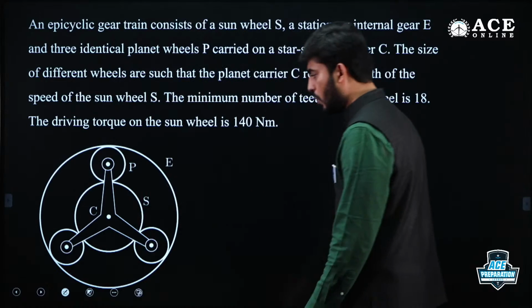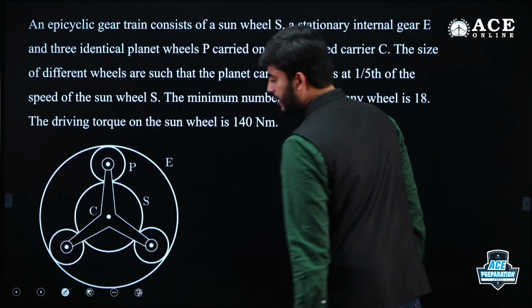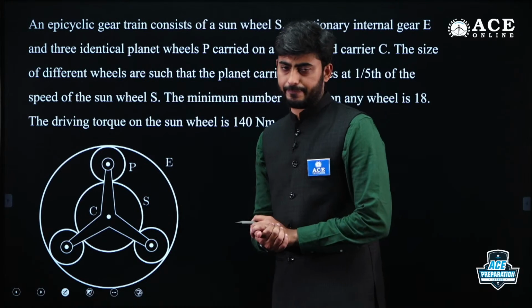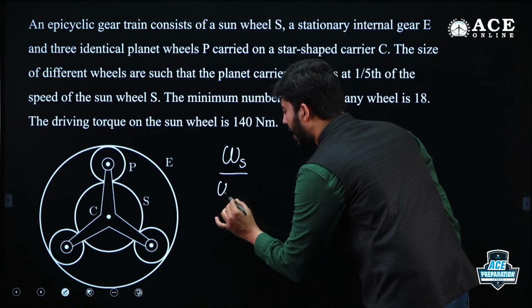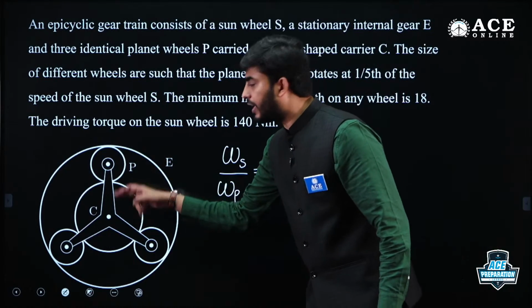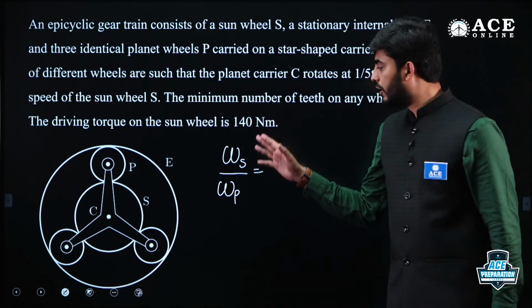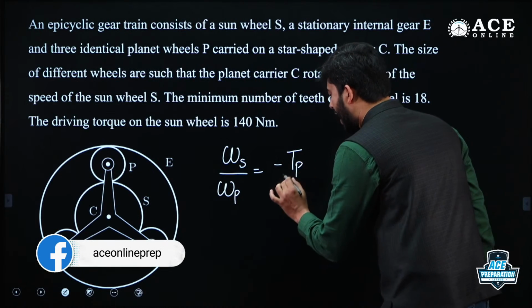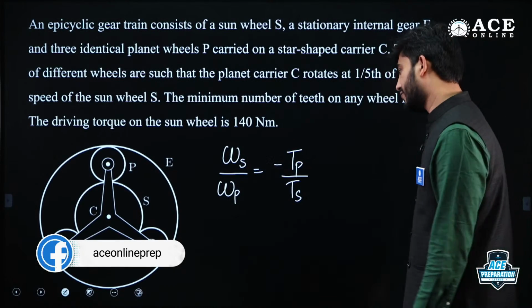Now I have erased the data, so let me write the equation here. You can see that the sun is meshing with the planet gear. I can write omega sun by omega planet is equal to, both are externally geared, and I mentioned that speed is inversely proportional to number of teeth. So I am supposed to write here teeth of planet by teeth of sun.